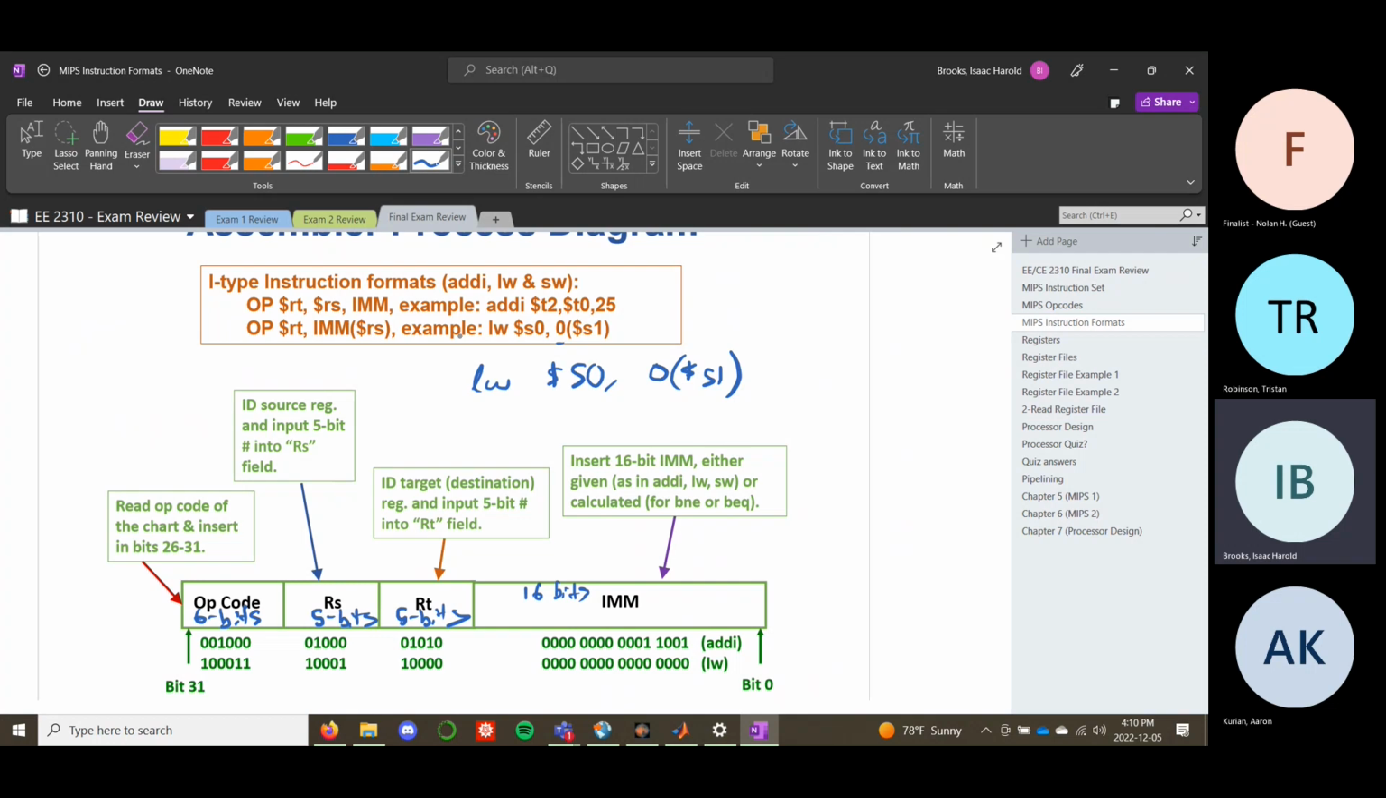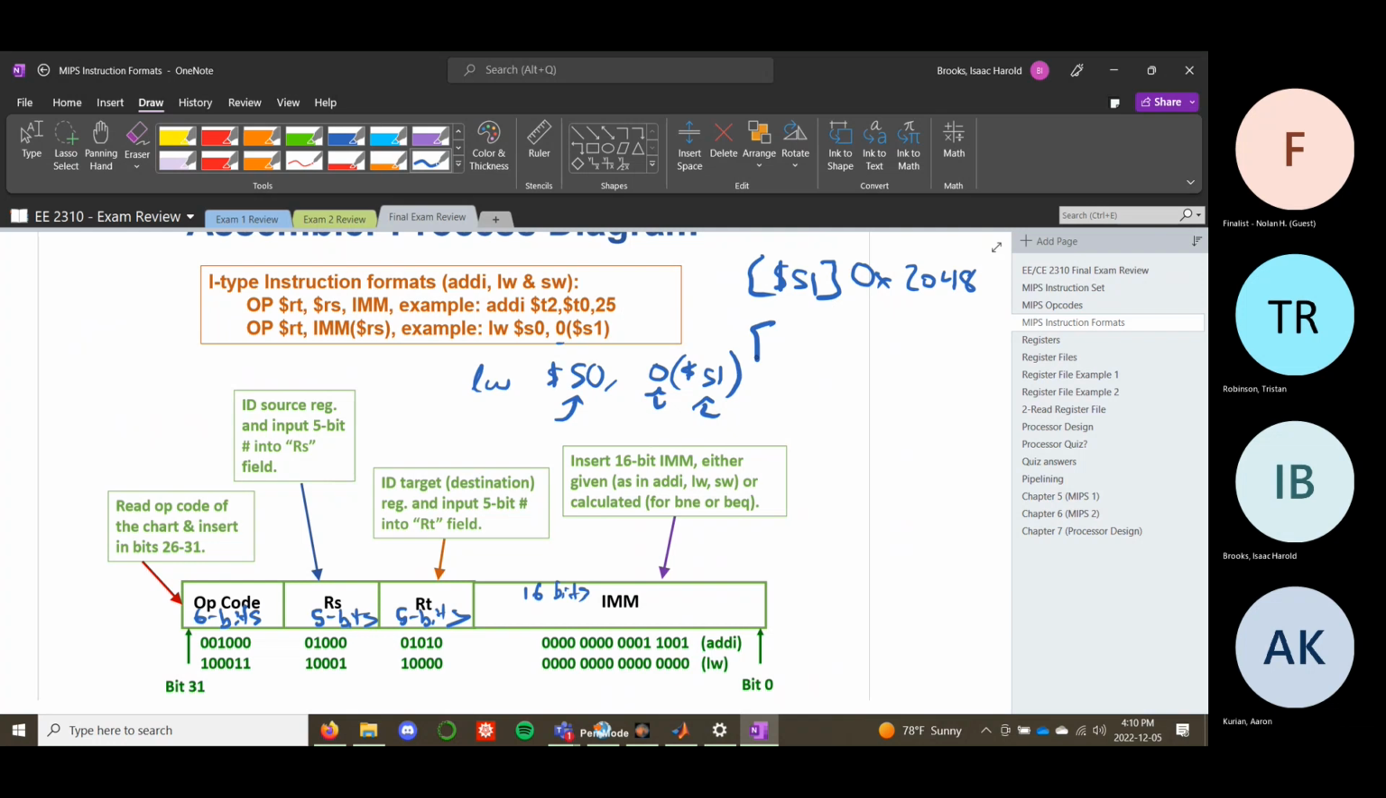Okay, so for a load word and a store word, you have the offset. You have this register, which is going to hold an address, and this is the register that you're loading into. So if the contents of S1 were the address hex 2048, then your offset is 0. So this load word command is going to set the contents of S0 equal to a memory access of the address hex 2048, which is the contents of S1, plus your offset, which is zero in this case.